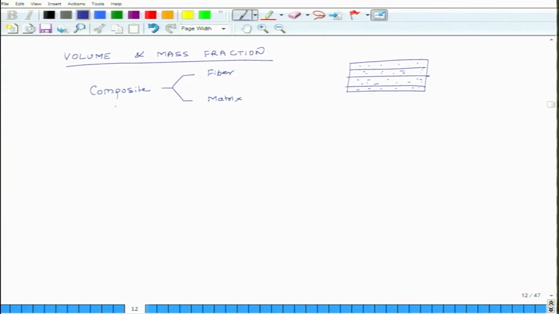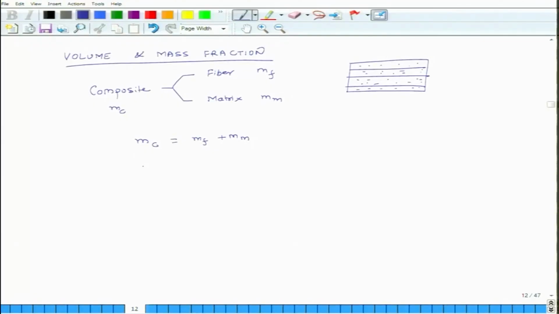So, let us say that the mass of the composite, this sample, is MC. So, C stands for composite. Now, this MC has two components, mass of the fiber and mass of matrix. So, MC is equal to MF plus MM. This is assuming that you have only two materials, you do not have any additive fillers and all those things.